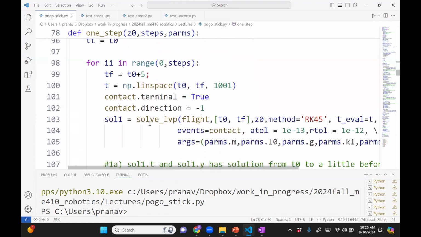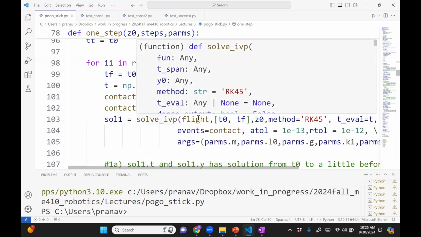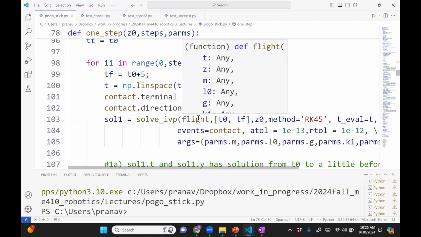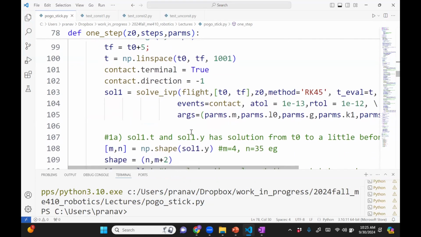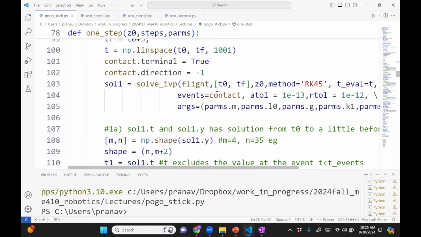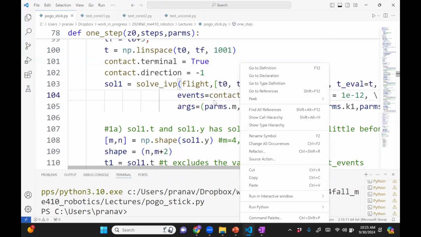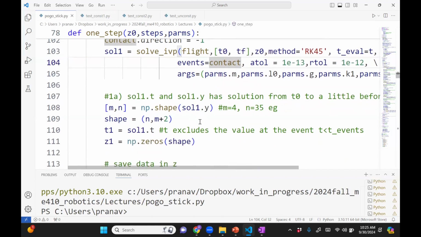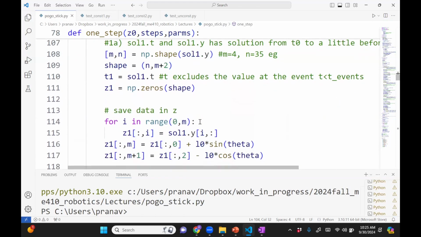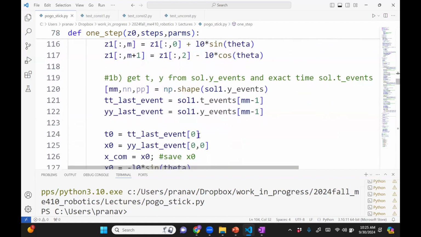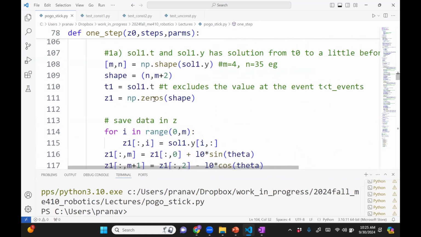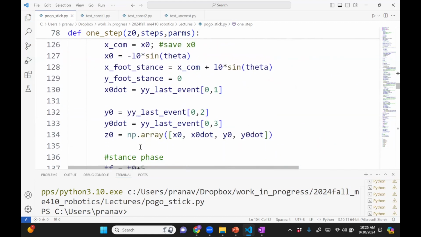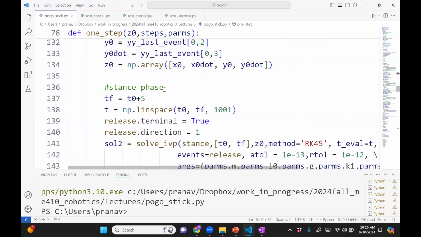So for example, I start with solve IVP flight phase. This has equations for the flight phase. And then there is something called event. This event is called contact. The contact event means you're going to try to stop the integration when the height is leg length cosine theta. That is defined somewhere else, but let me go through this main part first. So this is all bookkeeping. I need to do some bookkeeping in order to save the data for animation.